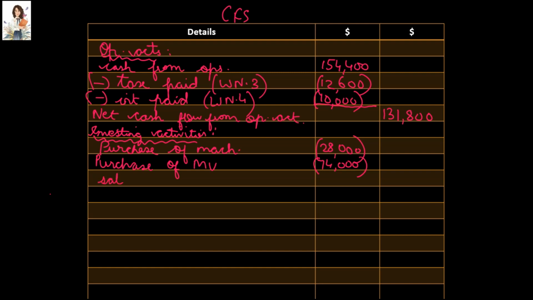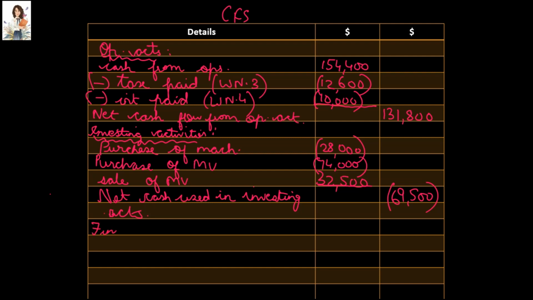We have sold motor vehicle during the year. So we will write the sale proceeds over here. That is, we sold the motor vehicle for $32,500. Now, when you add the three investing activities figures, you find that you get negative 69,500. Since this figure is negative, we will write net cash used in investing activities, not net cash from investing activities, but net cash used in investing activities.